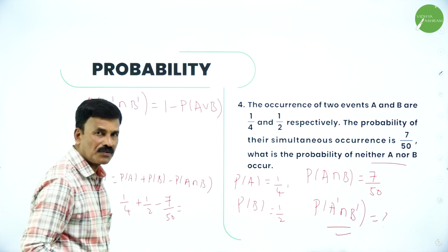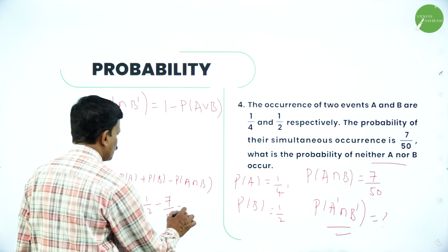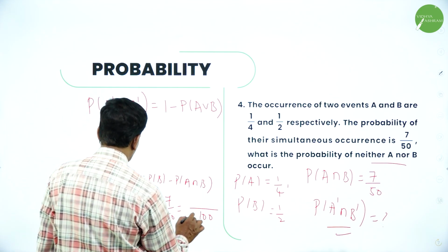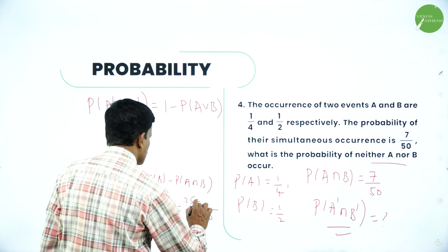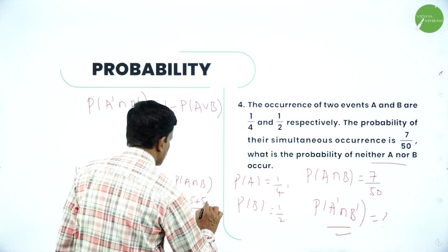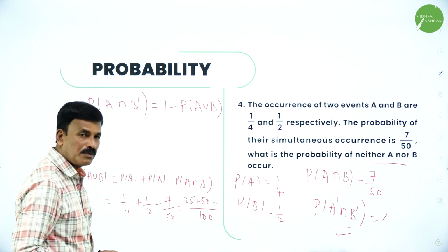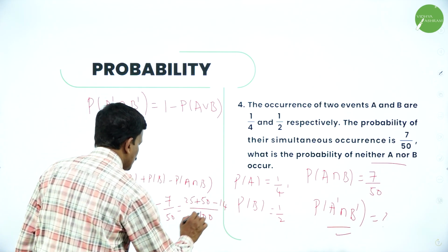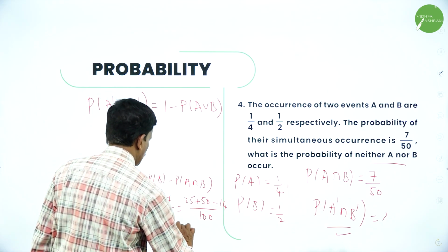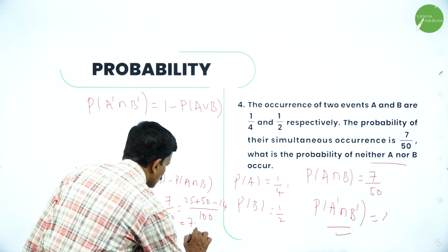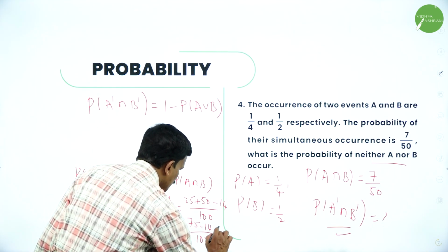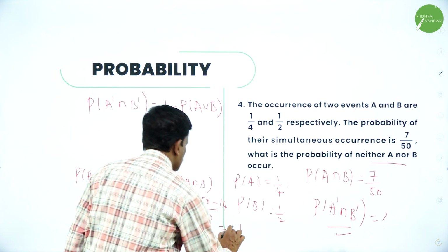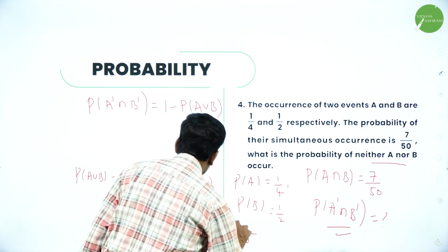Take LCM and simplify. Now, if you take the LCM for 4, 2 and 50, it is 100. 100 is the LCM. If you divide 100 by 4, it will be 25 times, plus again if you divide 100 by 2, it will be 50 times, minus if you divide 100 by 50, it is 2, and 2 7s are 14. So what is this equal to? 75 minus 14 will be the answer. 75 minus 14 divided by 100. So 75 minus 14 is 61. 61 divided by 100.